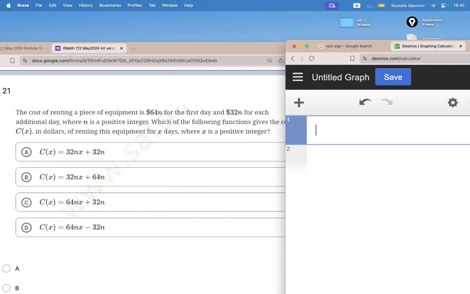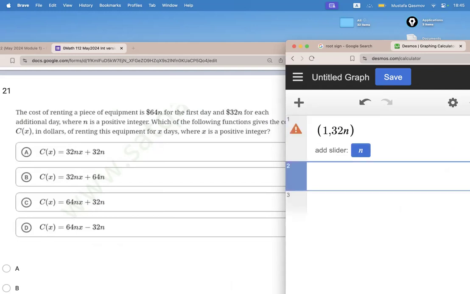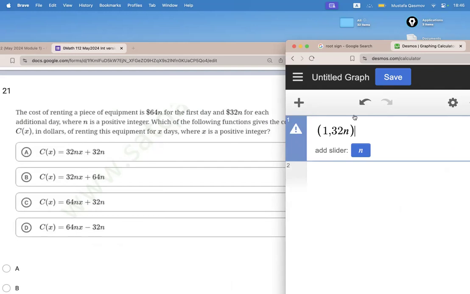For the 21, the cost of renting a piece of equipment is 64N for the first day and 32N for each additional day. So for this type of question, we have this point 1 and 32N. So it will be y is equal to, okay, when you write 1 instead of x, you have to get 64N.